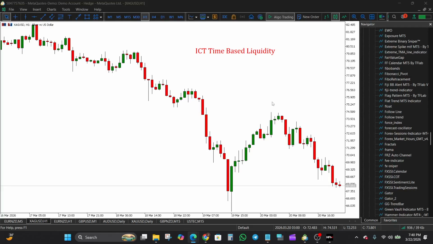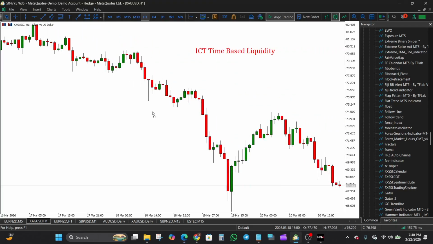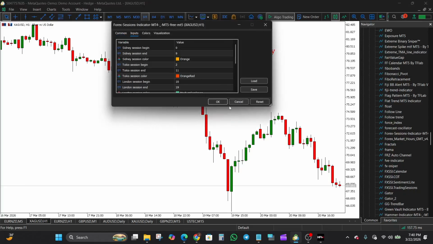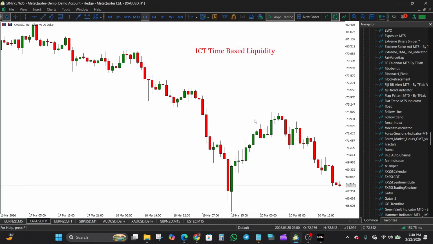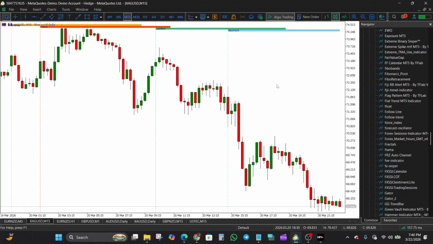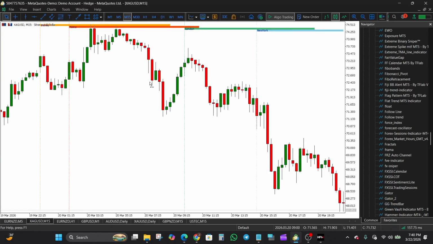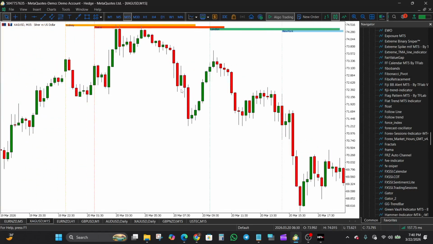For example, many traders notice that price tends to create highs or lows during the Asian session. Let's just add a sessions indicator to the chart, so that we can understand what we're saying better.